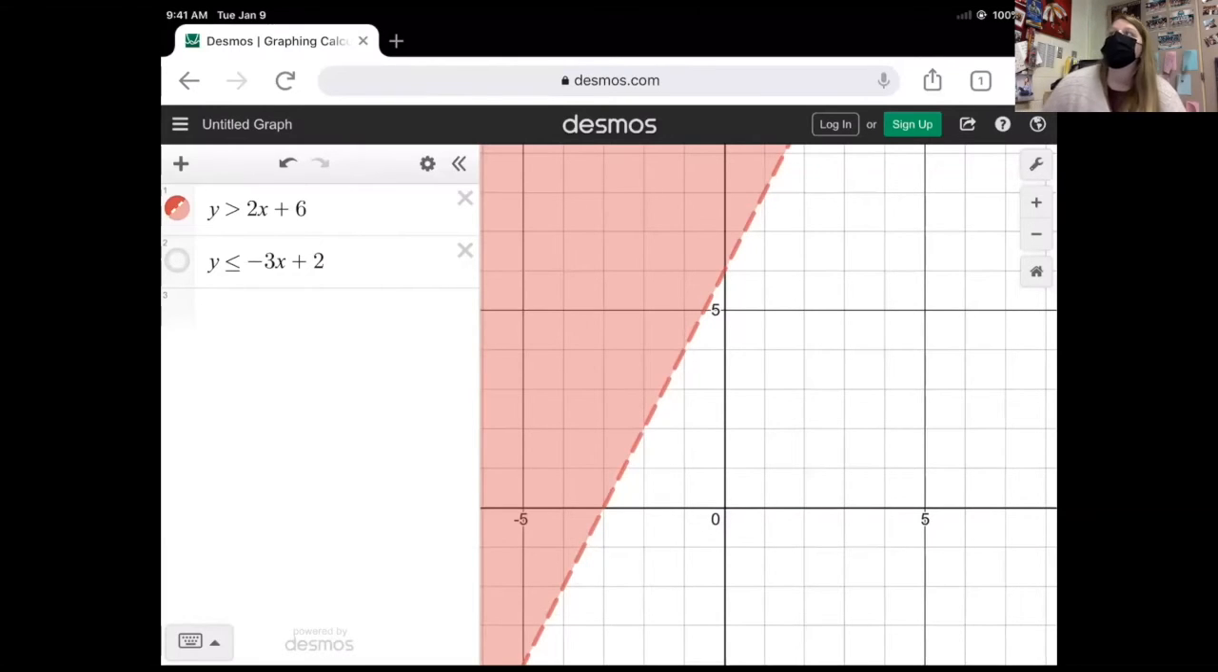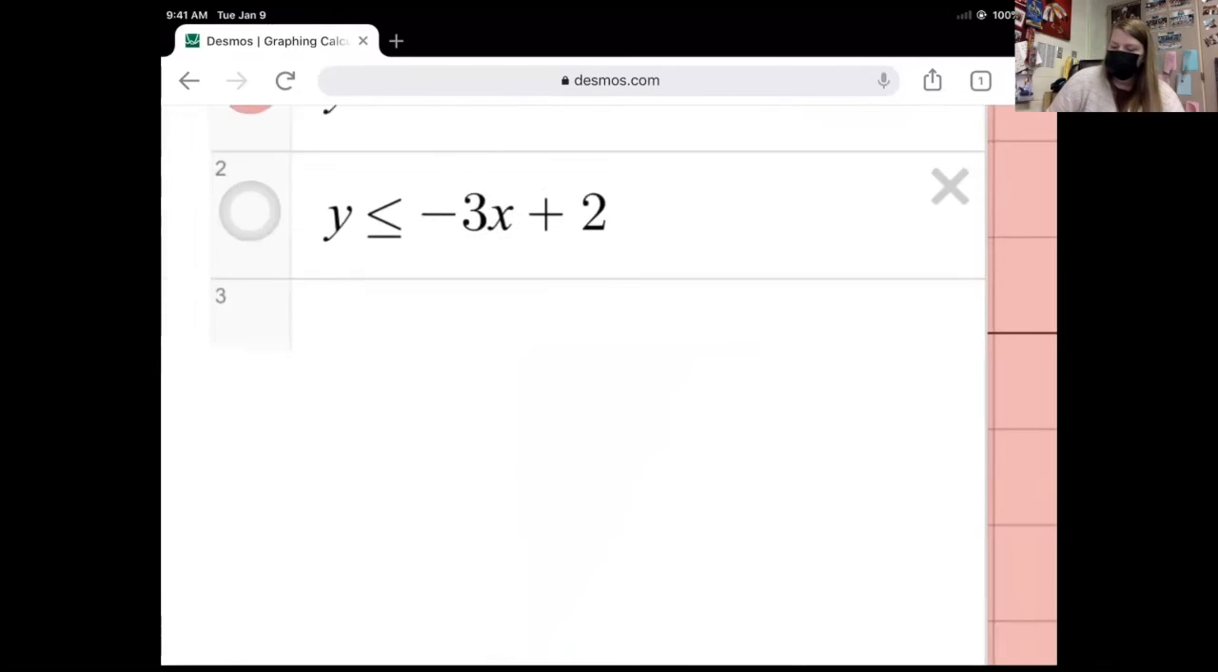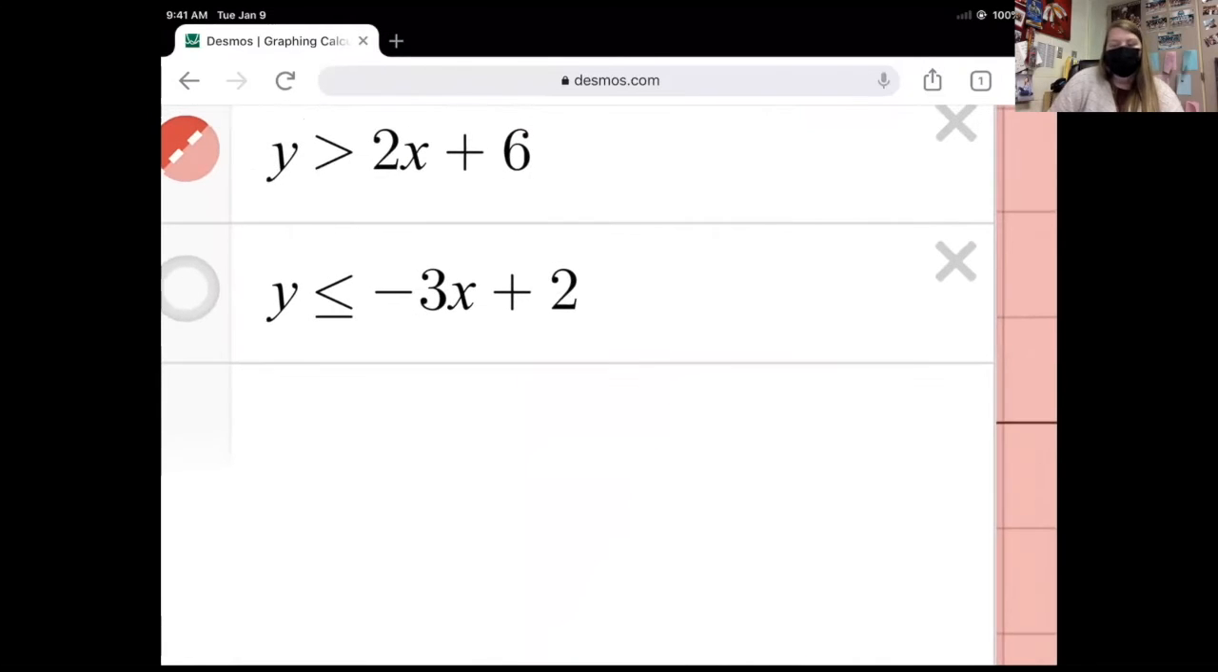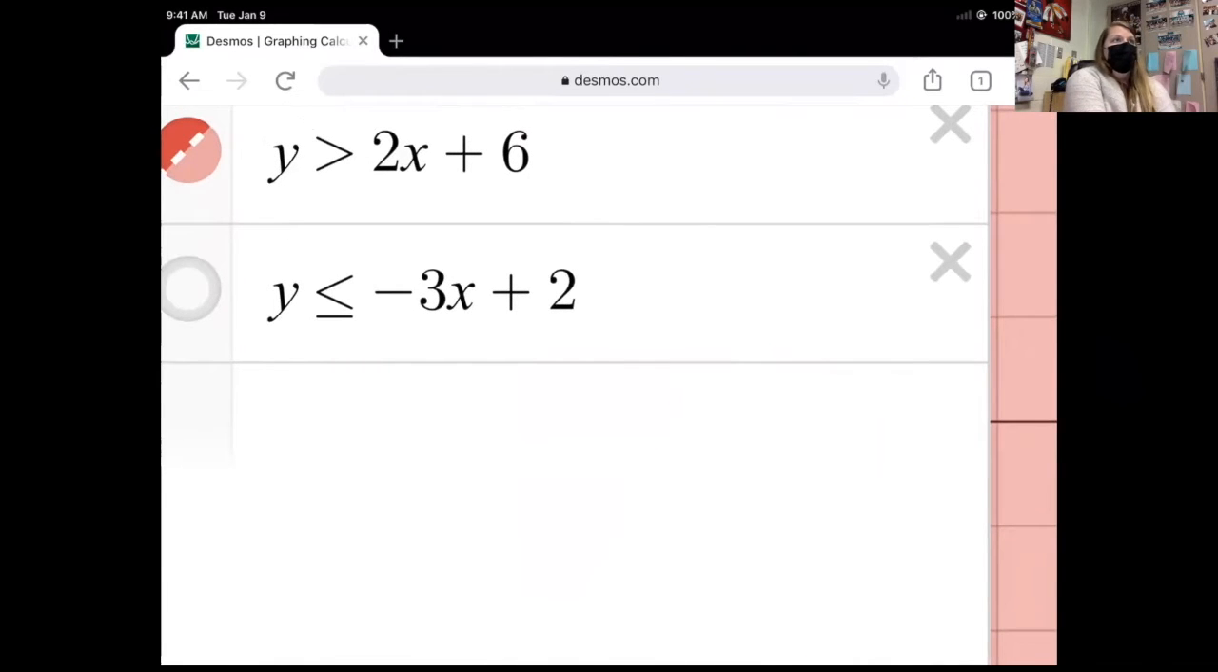Okay, so let's look at the second one. Again, before we graph, let's talk about it. So what kind of line is it going to be? Solid, and we know that because of the equal to. When I graph, where would I start? 0, 2. Yep, 0, 2. From 0, 2, I would go down, not to -3, down 3, and then right 1.